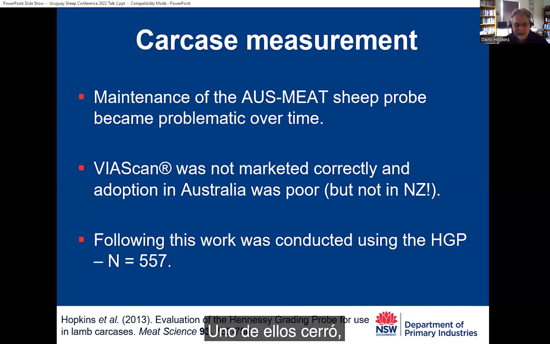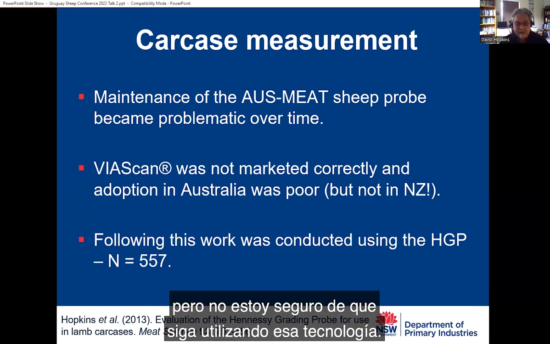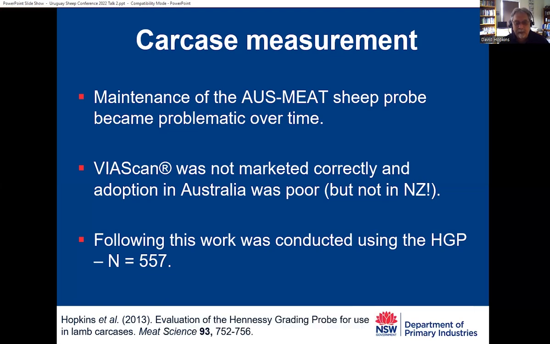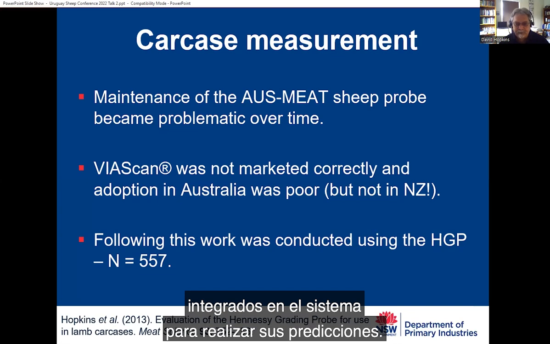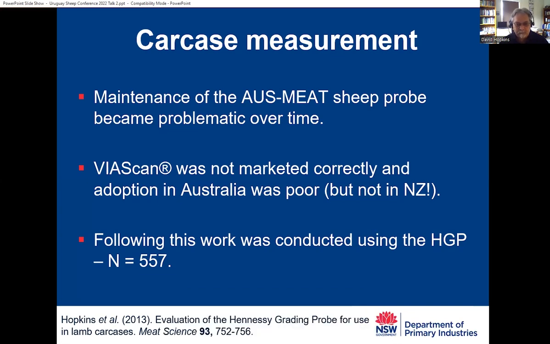One of those abattoirs closed down. The other one still exists. I'm not sure whether they actually use the technology still today. But it was adopted by a major meat processor of sheep meat in New Zealand, and they developed their own algorithms built into the system to give them predictions.